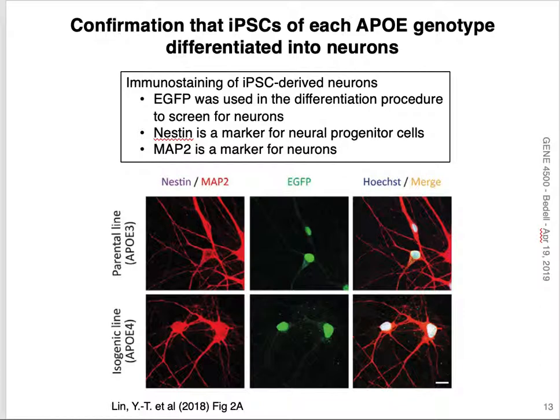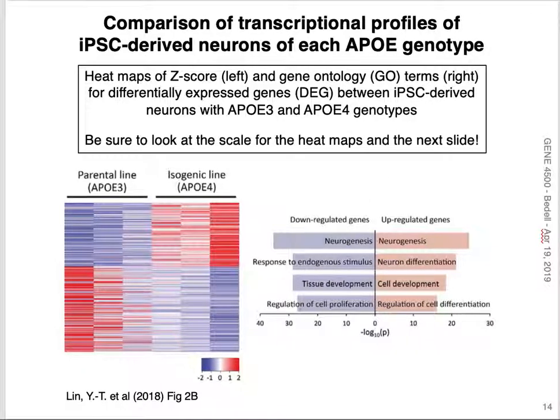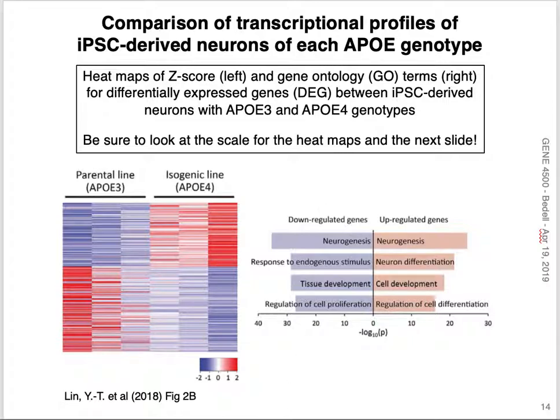But now when they look at their data, these heat maps, these are true heat maps for expression. Look at this scale. We've got some genes. Are the red genes here being upregulated in the E4 or downregulated in E4 versus E3? These are the ones being upregulated in E4. These are being downregulated in ApoE4 relative to that.